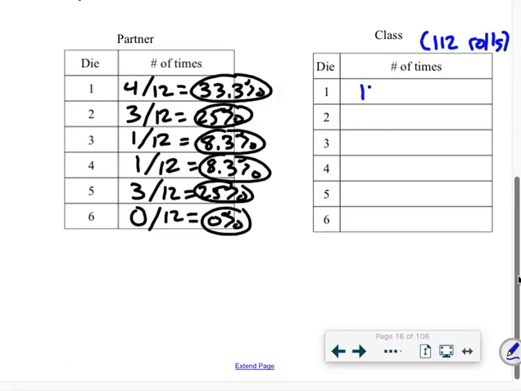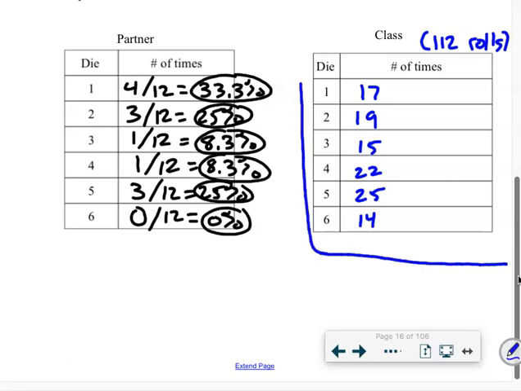With my simulator, we got the number 1 17 out of 112 times, then it was 19, 15, 22, 25, 14. So just look at those out of 112, and you'll see when you get to the homework, they're going to ask you about that. They're going to have you look at answering some questions. So you need some data. Use this for the homework.